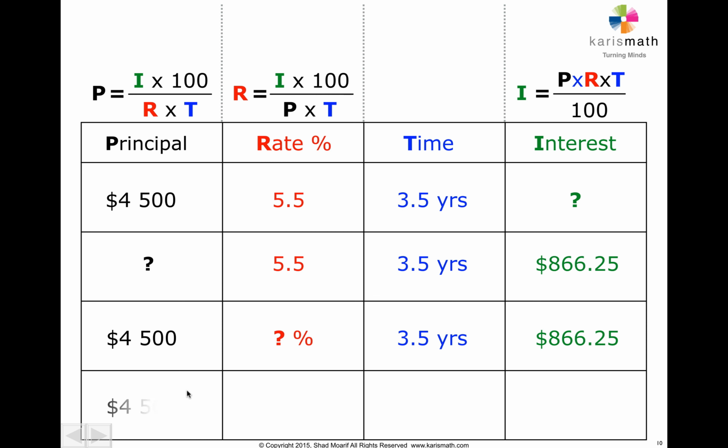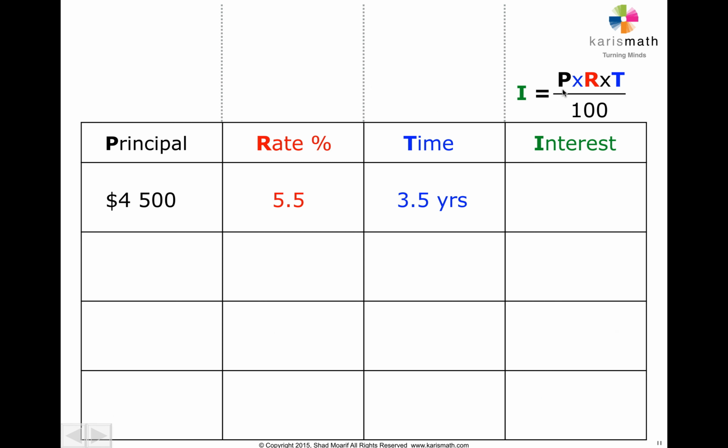Excellent. And finally, this question here, we need to know what the time is. What's the answer for T? T equals, very good, I times 100 over P times R. You got it. Now you're ready to go.